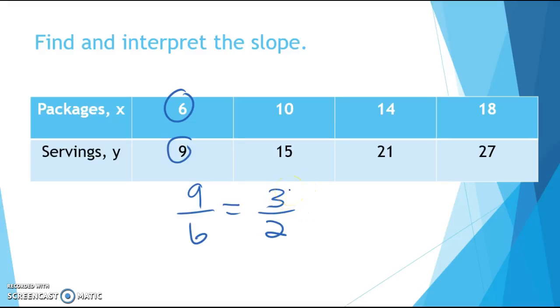Now, the second part of the question asks us to interpret. So we need to interpret what that slope means. So 3, that has to deal with our servings.